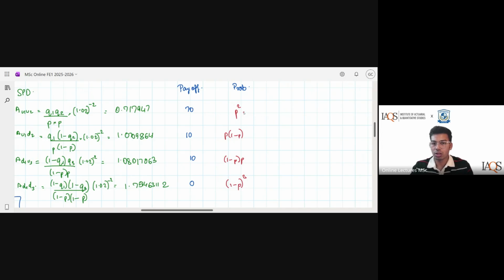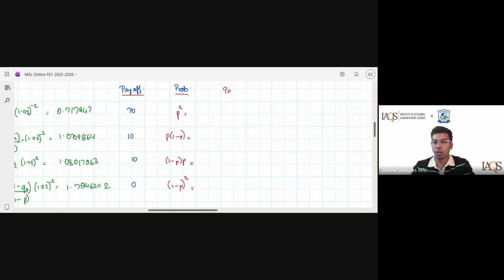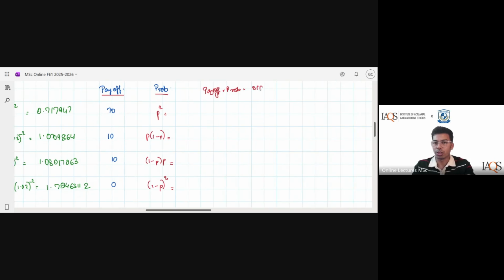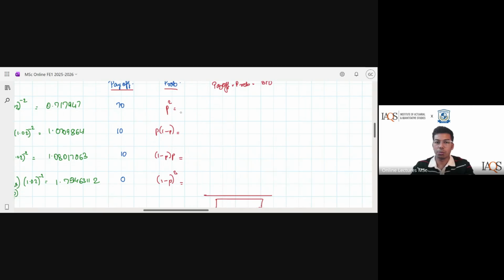Calculate your real world probabilities. Once you have the probability, you have your payoff, you have your probability, you have the state price deflator. Create a column with payoff into probability into state price deflator and add it all together. Tell me the values of probability. If you want, tell me the final value directly, the summation.